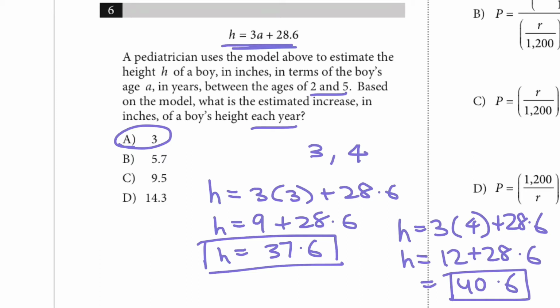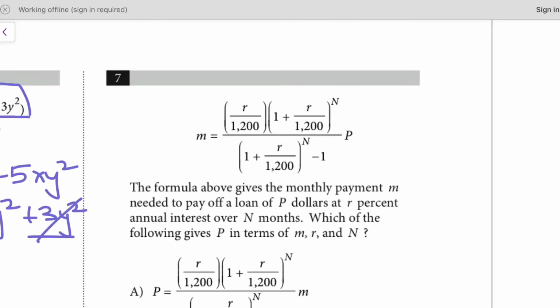So if I look at the difference between when he's 4 and when he's 3, I find that the difference in height is 3 inches. So that means that the boy grew 3 inches in 1 year, which again gives me the answer A. Okay, so question 7.